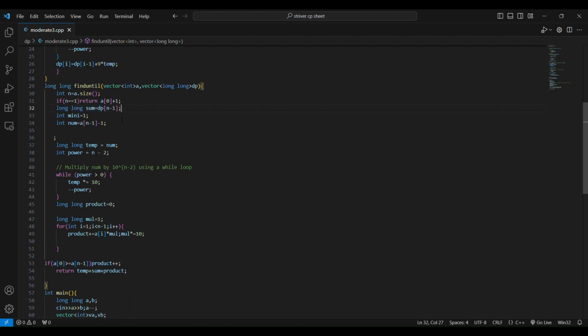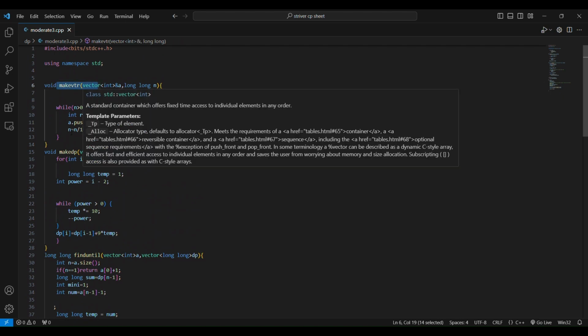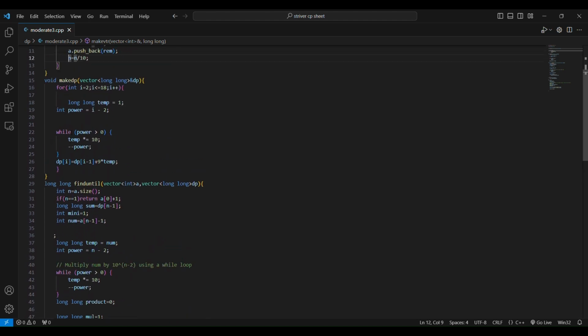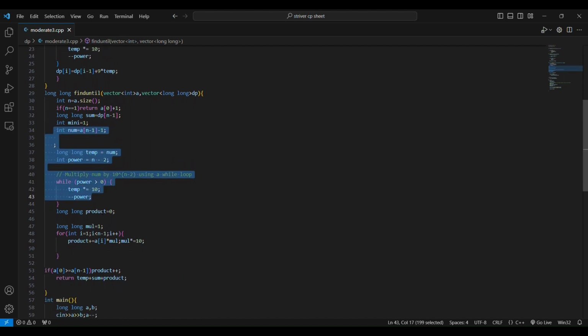While pushing each digit of the number into the array, the element which is present at the last index of the array will be the first digit of the number. That's why we took a of n minus 1 instead of a of 0, because of how the make vector function pushes into the array. You can take a sample test case and see how elements will be pushed into the vector. All these steps are similar to the ones discussed earlier.